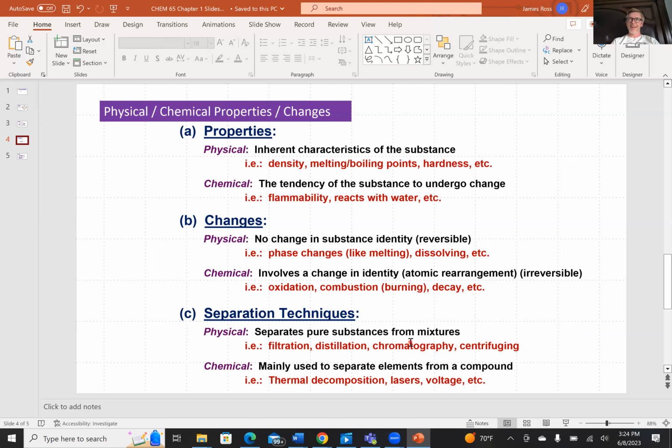Centrifuging, or centrifugation, is a way that you can separate based on mass. So for example, if you wanted to spin down a blood sample, you want the heavy platelets to settle and the plasma to stay up top, you can centrifuge it.